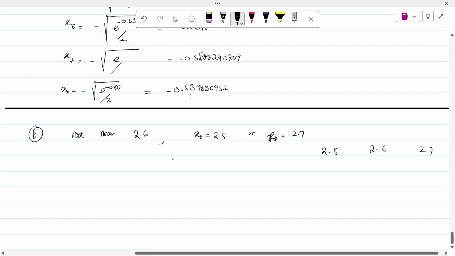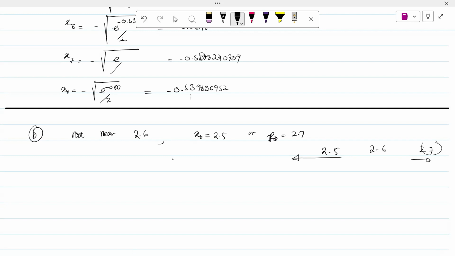2.5. Now the question says we have to show that, okay, we are not actually approaching this 2.6. Instead, we have to show that we are diverging. Let's see. Because if they were diverging, it means 2.5 has to move away. When you're using 2.5, we have to move away from 2.6. Similarly, when you're using 2.7, you have to move away from 2.6. It means you are diverging, you're not converging toward this. It's the opposite. Are we together? So that's what we need to show.